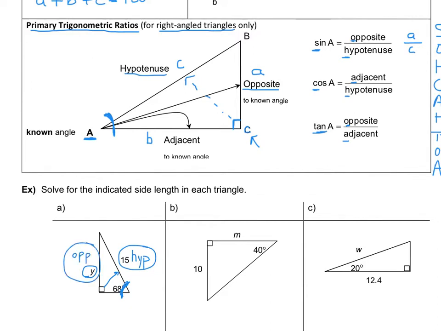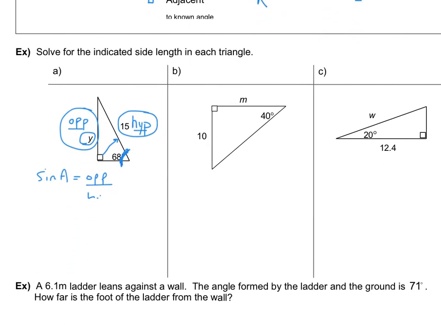So the trig ratio that uses opposite and hypotenuse is the sine. Sine is opposite over hypotenuse. I'm going to write that sine of angle A is opposite over hypotenuse, just to remind ourselves that is what we are going to use here. Filling in what I know, the sine of 68 degrees is equal to y over 15. To get y by itself, it's being divided by 15, so to undo the divide by 15, we multiply both sides by 15.